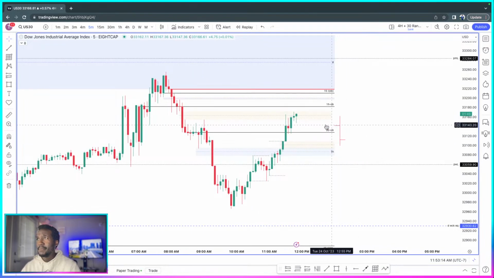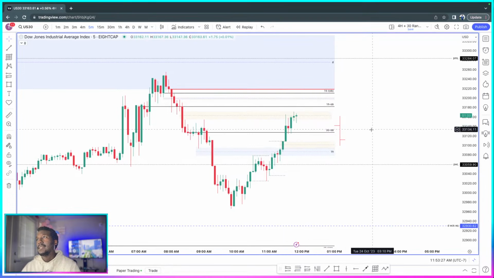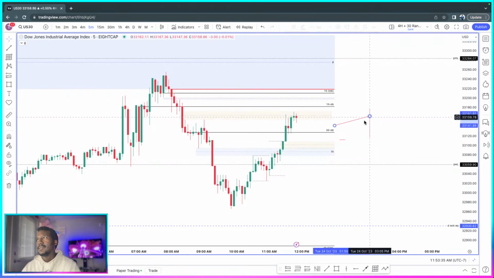So this is what I'm expecting. That shoot to the upside can actually happen before 12, but in this case we only have 7 minutes. So let me see if this is what I'm expecting to happen. That right there. So I'm just gonna put this over there. I want to see if this is what we will see. This is what I want to see.